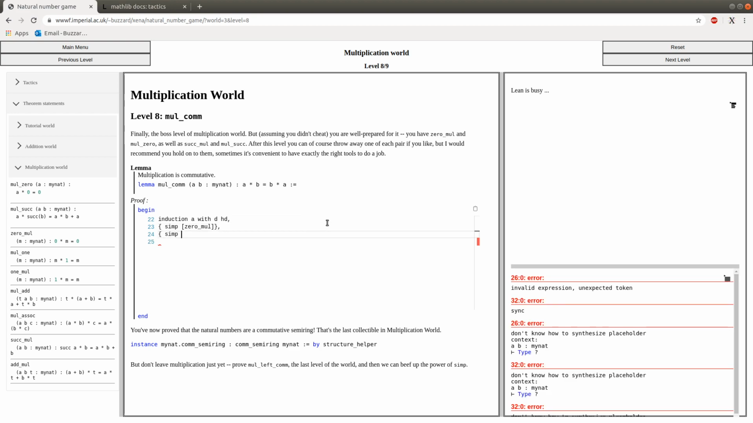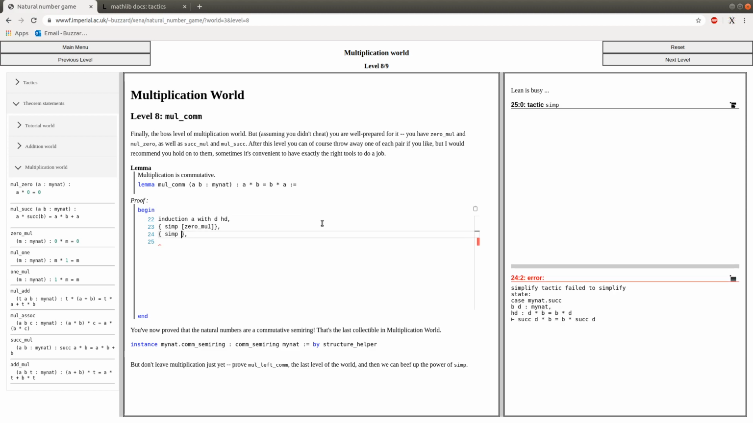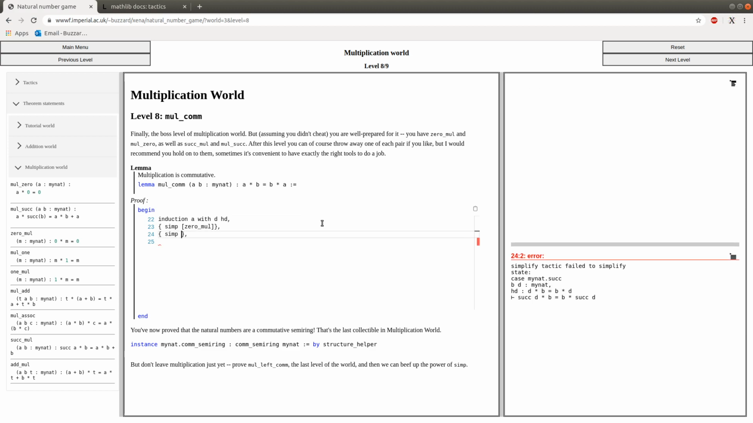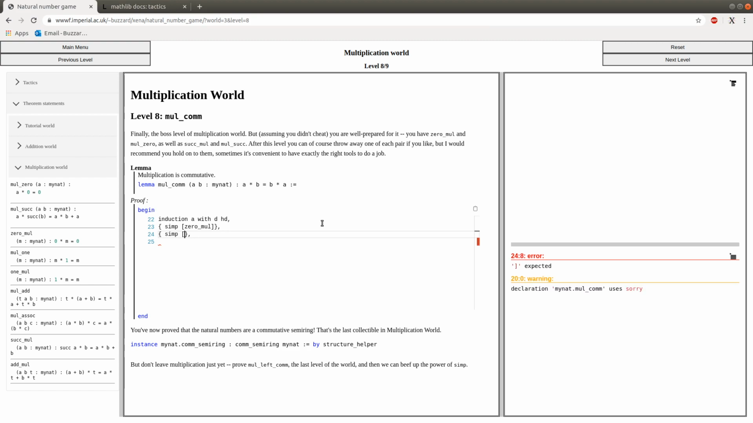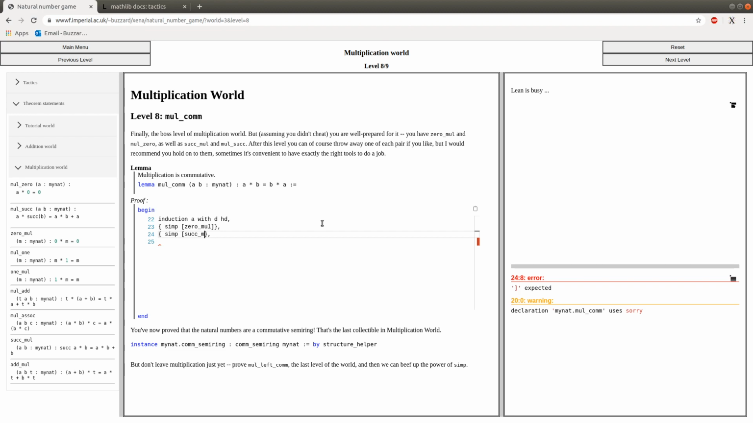And now let's do simp something. Let's just try that for a start. Let's try just running the simplifier. So what does it need to know? Suck mul. And mul suck. Oh, I see. That's why I've just proved these things. What happens after that?